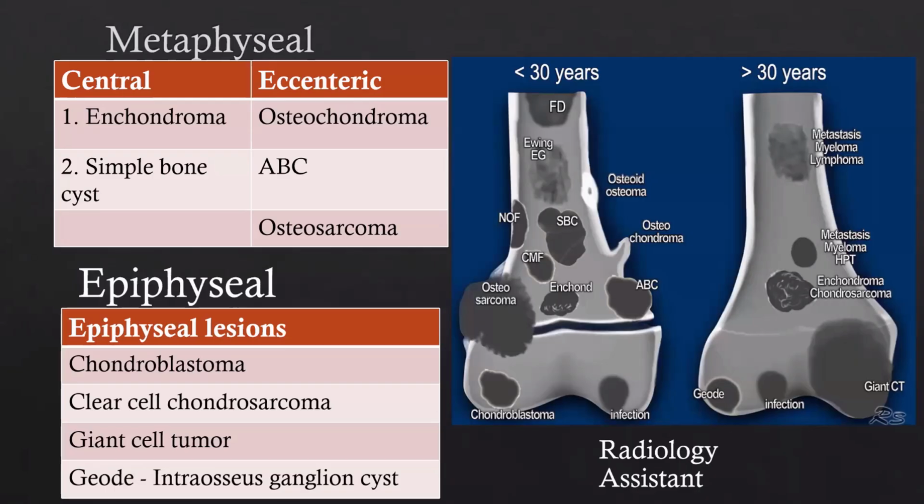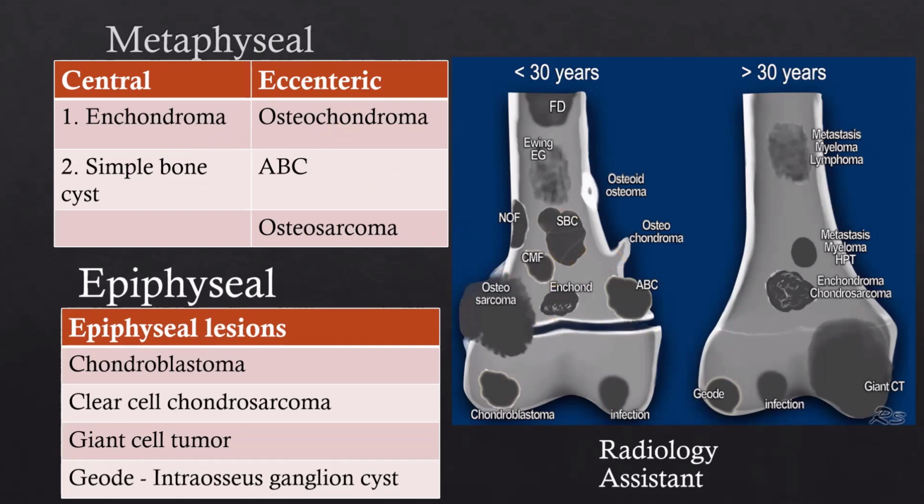Thank you. I would like to add something very important in this case of Brodie's abscess. If you want to review the metaphyseal lesions, we have central and eccentric causes. The central causes are enchondroma and simple bone cyst. Among the eccentric lesions are osteochondroma, aneurysmal bone cyst and osteosarcoma. Those are the eccentric lesions at the metaphysis.